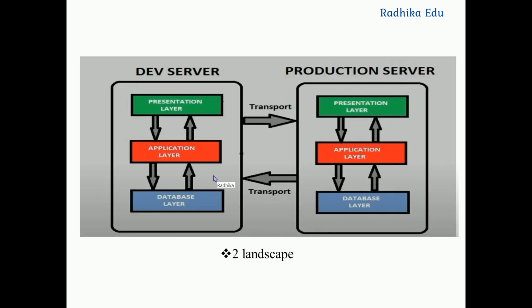Now let us see the diagram of 2 landscape. In 2 landscape, we have only 2 servers, that is development server and production server. In the development server, we have presentation layer, application layer, and database layer. In the production server, we have presentation layer, application layer, and database layer.